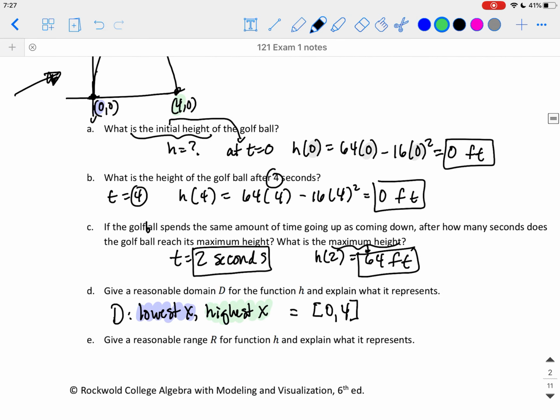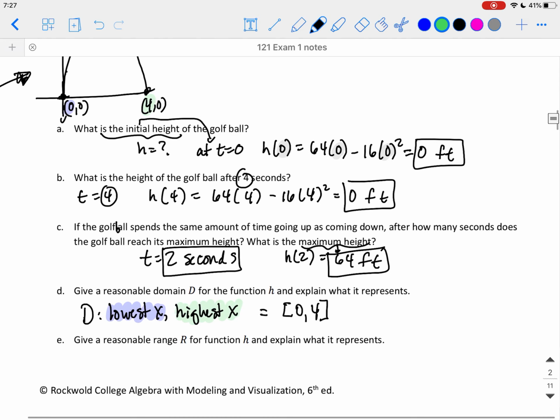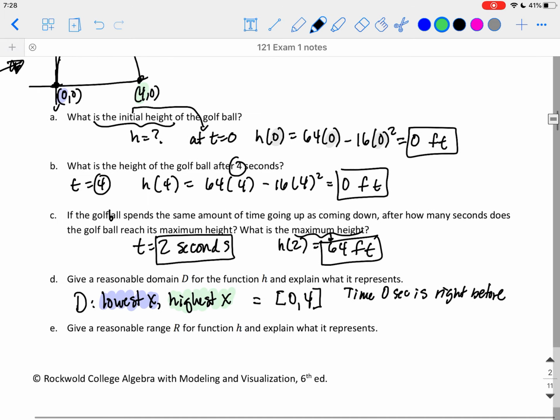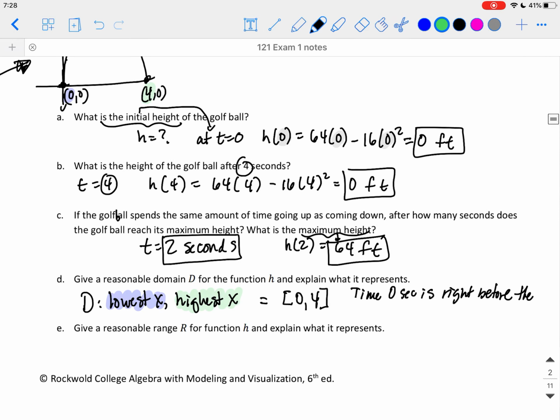So give a reasonable domain and explain what it represents. Time 0 seconds is right before the ball is hit. And then time 4 seconds is when the ball lands.